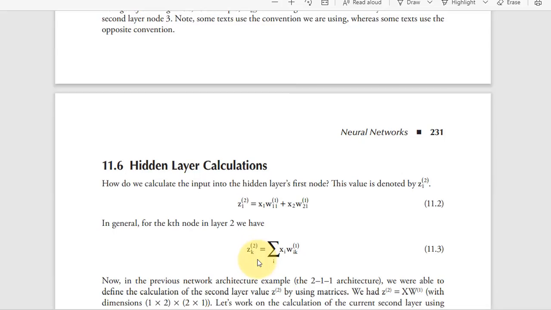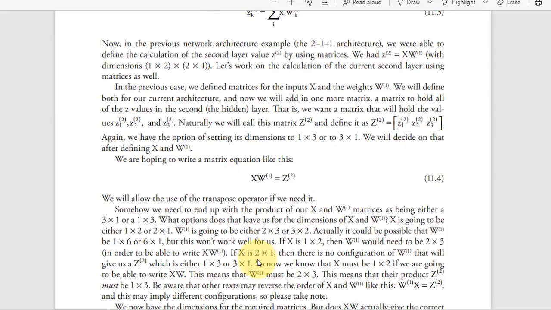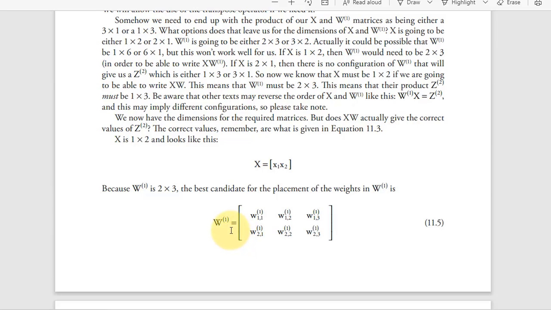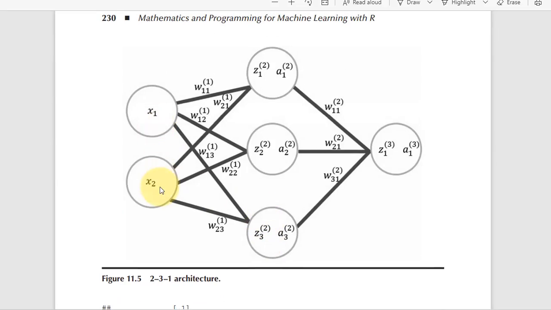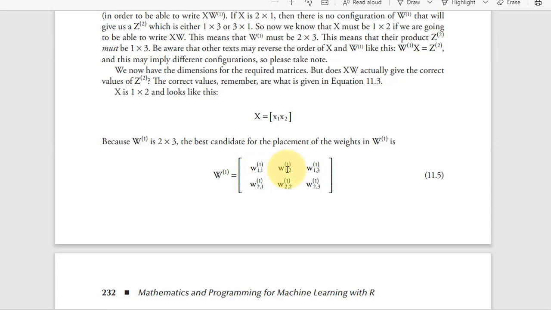So let's see what we have here. Here's W. So 1,1 goes here. 1,2. Remember, the subscript on the left tells us where it's coming from. There's only two places where it's coming from, either the first node in the X layer or the second node. So there can only be two first indices. The first index is either a 1 or a 2, and those are the only possibilities. So this is 1,1, 1,2, 1,3.